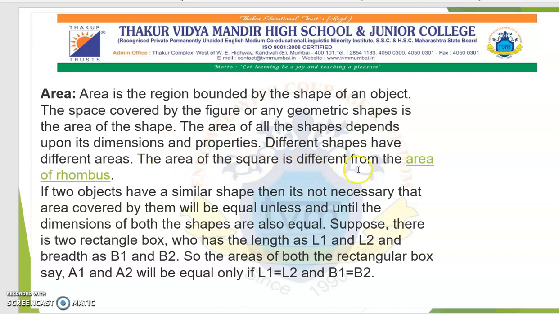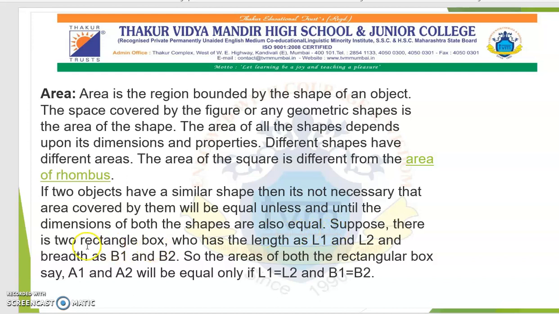The area of the square is different from the area of a rhombus. If two objects have a similar shape, then it's not necessary that the area covered by them will be equal unless and until the dimensions of both the shapes are equal.